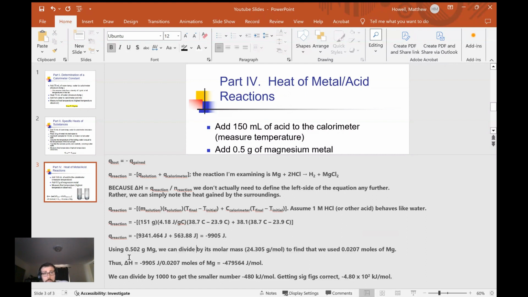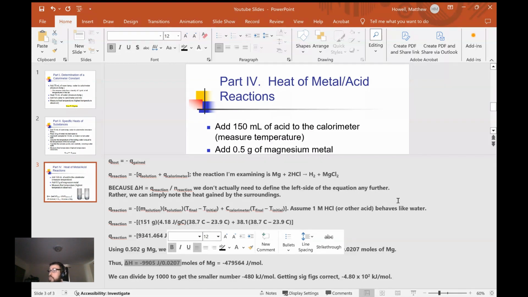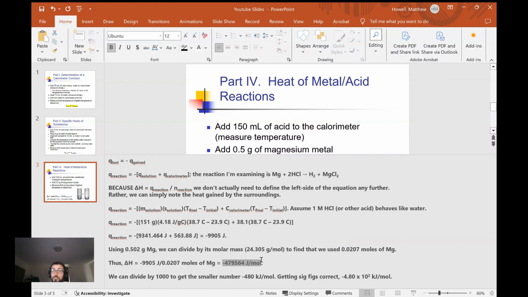Now, in my example, we also took 0.502 grams of magnesium. The molar mass, off the periodic table, is approximately 24.305 grams per mole. I can divide by the molar mass to find that we used about 0.0207 moles of magnesium. Thus, we can determine the delta H of the reaction by just doing Q of reaction over moles of magnesium, and that will give us this very large value.